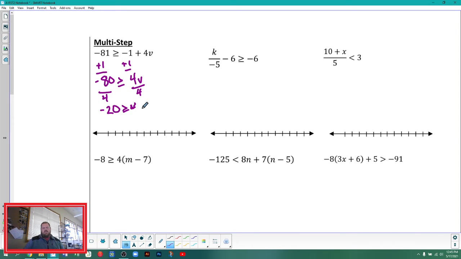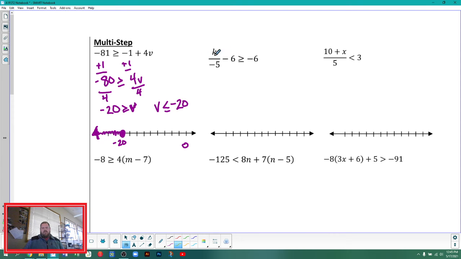Oh, that's just going to be a v now. Great v. Good job. Now flip it around if you want to. V is going to be less than or equal to negative 20. Let's call 0 there, negative 20 way over here. Fill in the circle because it could be negative 20. And shade to the left where the smaller numbers live.